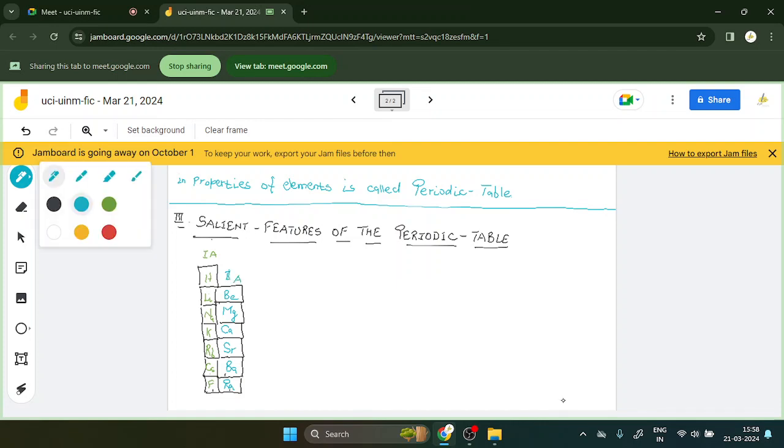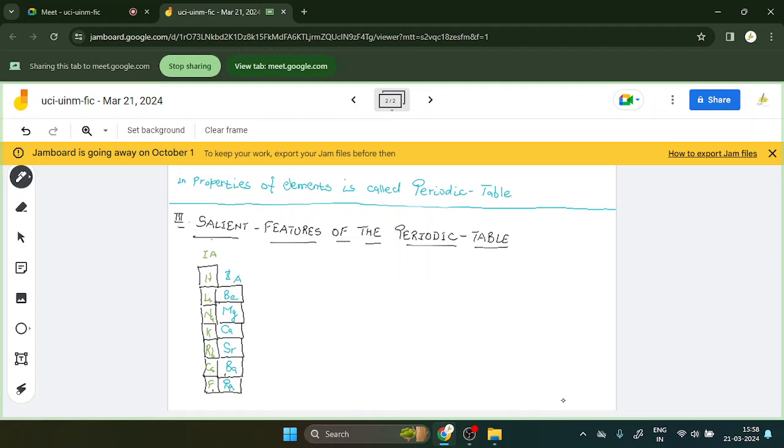Now another group will start, but that will not actually be group 1A or group 2A. That will be group 3B. We will call them group 3B because these are the transition elements. We will consider them in another group, another type of group, also called the transition elements, P block.